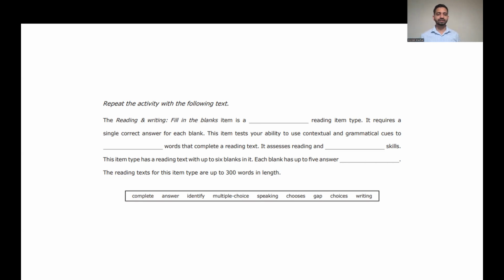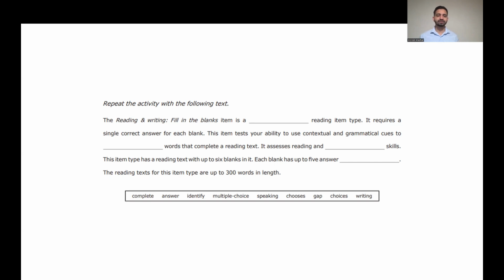So, all right, let's read it out. The reading and writing fill in the blanks item is a reading item type. So obviously you'll skim the first one first. You're going to read the whole thing quickly to understand the topic. And the topic obviously is about the reading and writing item type, right?